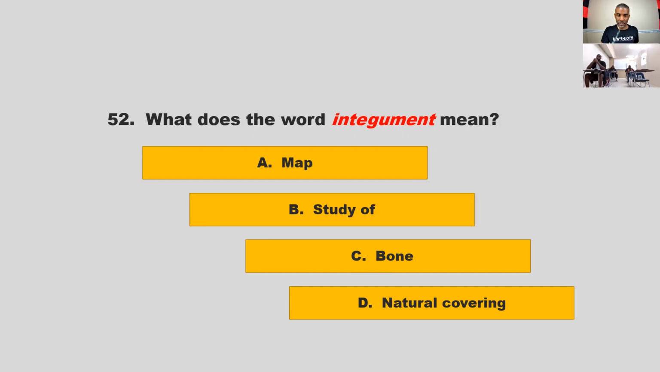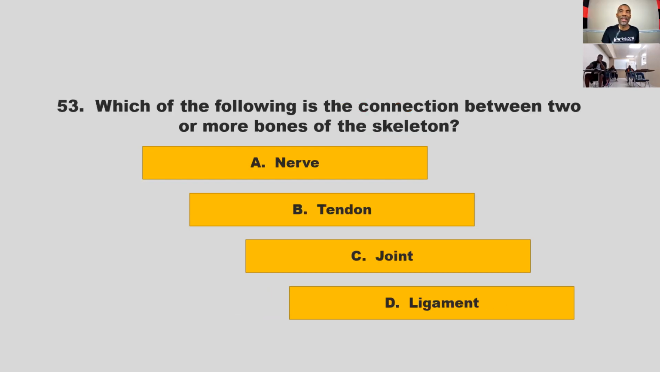D. It is what? D. That is correct. Natural covering. So which of the following is the connection between two or more bones of the skeleton? Is it nerve, tendon, joint, or ligament? C. That is correct, joint.